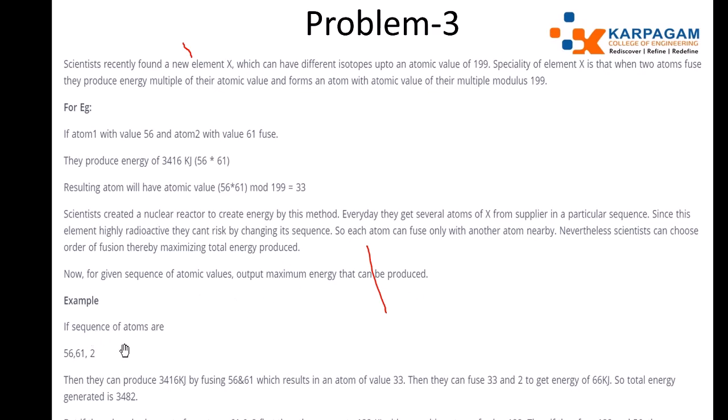If the sequence of atoms is 56, 61 and 2, they can produce 3416 kJ by fusing 56 and 61, which results in an atom of value 33. Then they can fuse 33 and 2 to get energy 66 kJ. The total energy generated is 3482. So we are only checking the adjacent values.